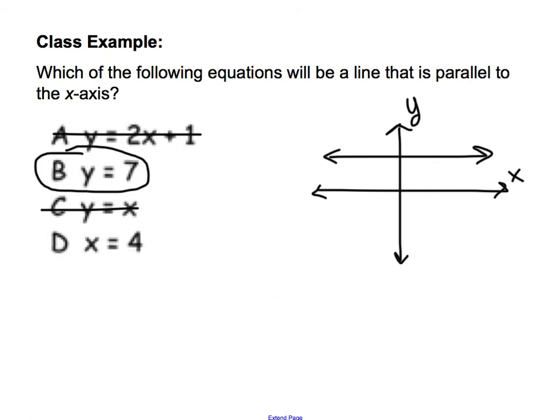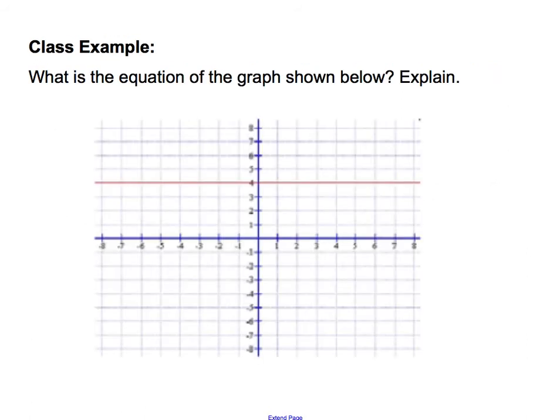Okay? So let's talk about the equations of these lines. We have a red line, it's a horizontal line that crosses at (0, 4). So it has to be y is equal to 4. It crosses the y-axis at 4. y is equal to 4.